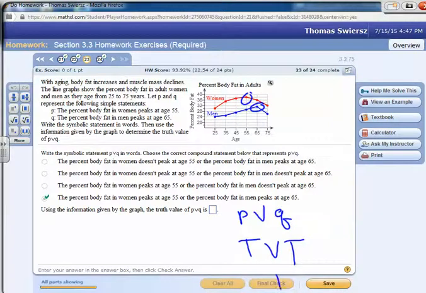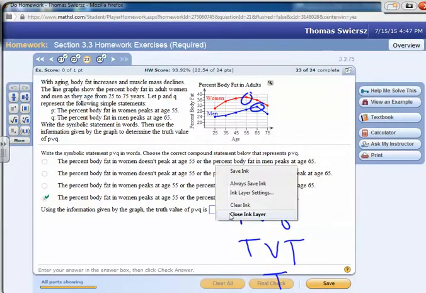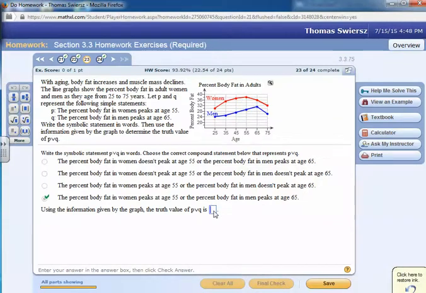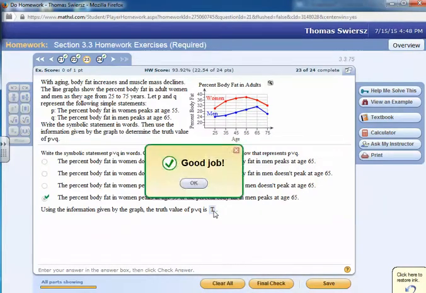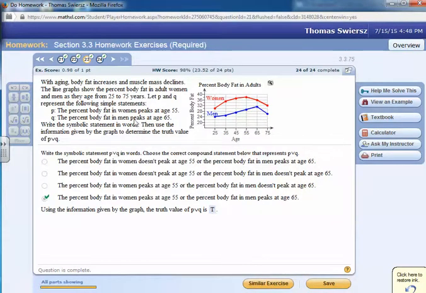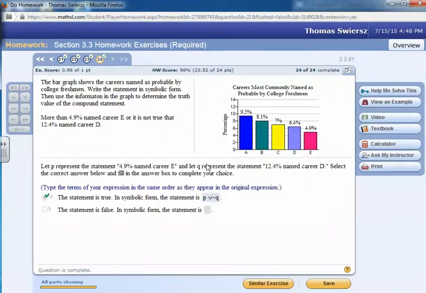So true or true for a disjunction, the entire truth value of that will be true, right? True or true, both are true. We definitely have it being a true statement. So just put in a capital T and you'll get it marked correct. Very good.